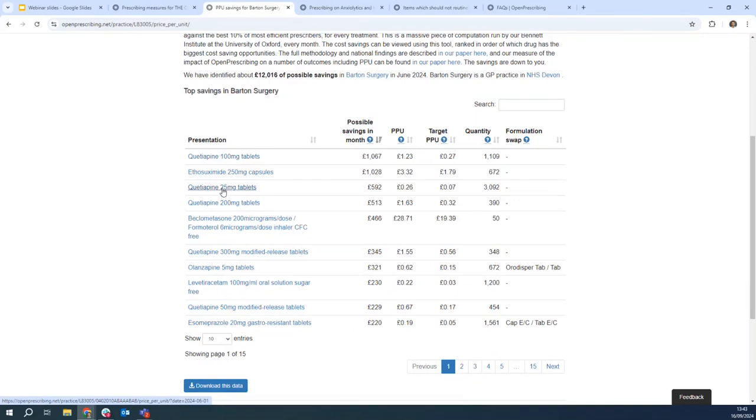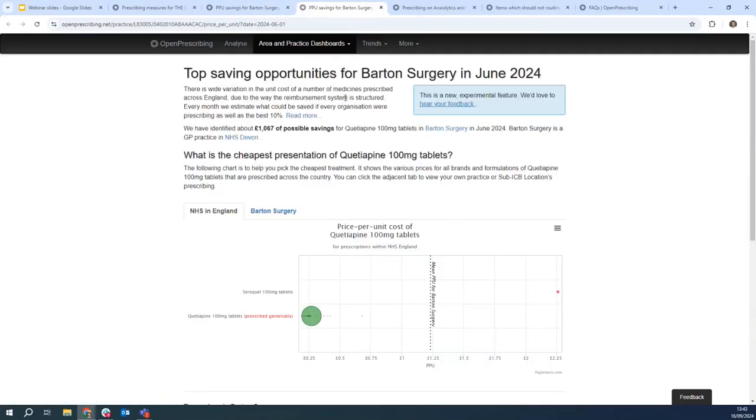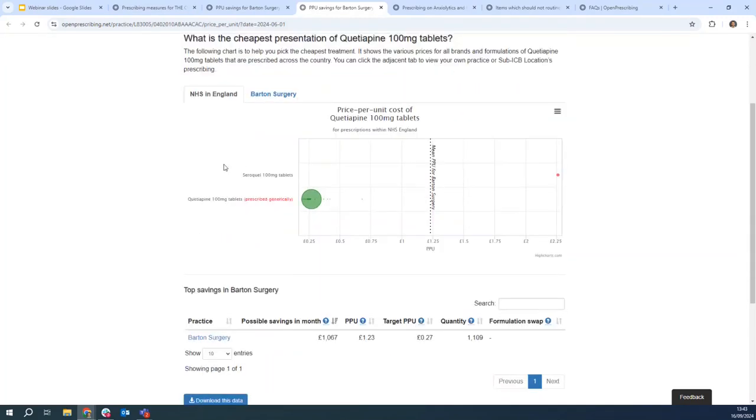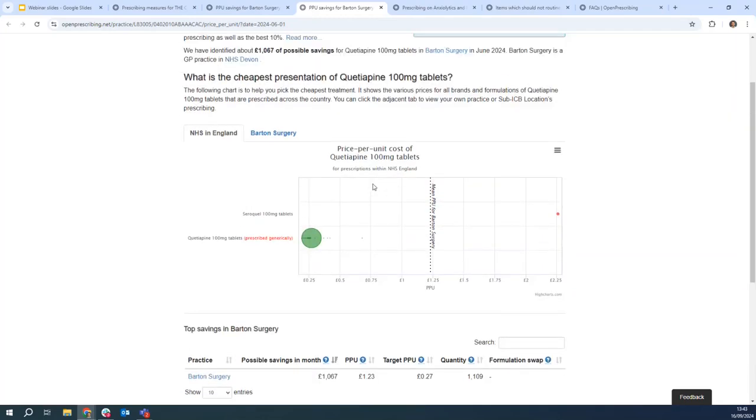So quetiapines, I don't know if that's up here. I'm not going to go into quetiapine. Actually, yeah, we can have a look at quetiapine. I've got a rough idea. It's obviously been in, I think, price concessions recently in SSP, so I don't know if some of it's influenced by that. But we can click through here and we can see the Barton surgery in particular.